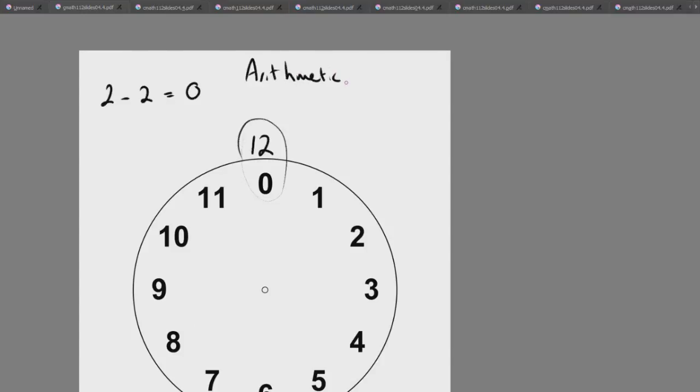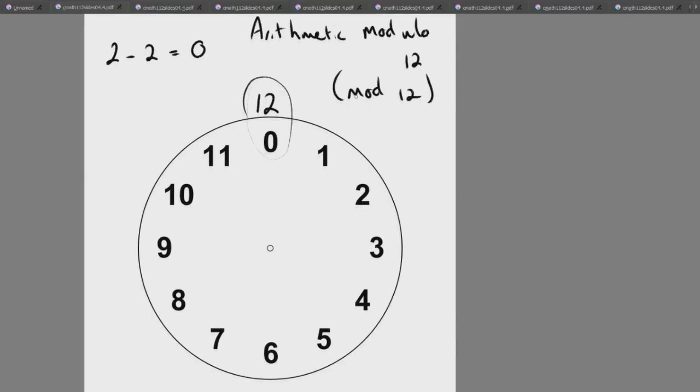Why is my pen so thick? Modulo 12, or just mod 12 for short. So when I say I'm counting mod 12, it means I'm counting in a circle. And the circle has 12 numbers on it: 0 to 11. There are 12 numbers on this circle.